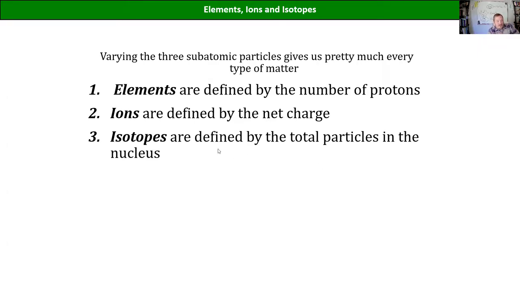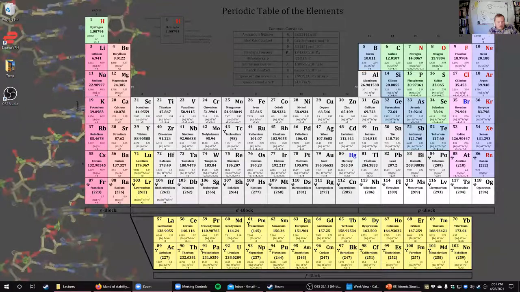So anytime we have a specific isotope, that just means we're talking about all of the total particles in the nucleus. And that was the wrong one. This page.